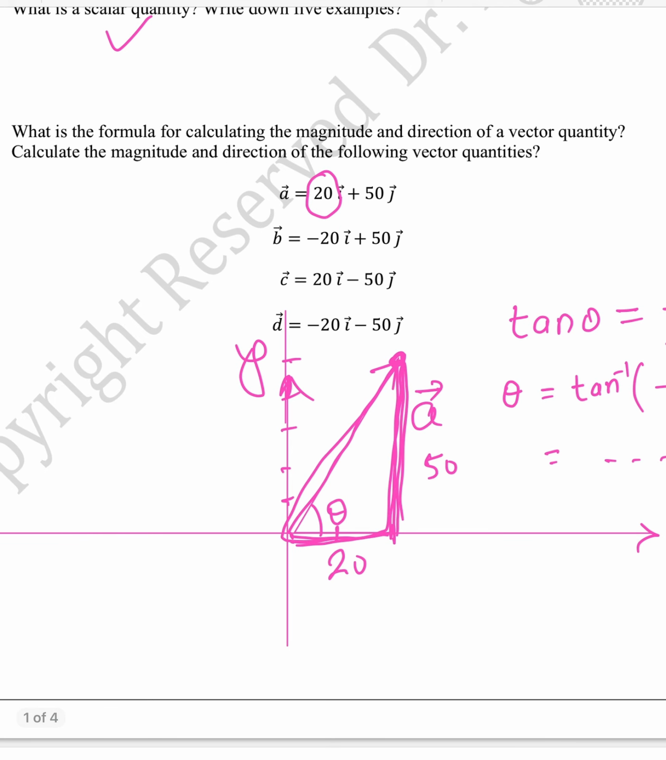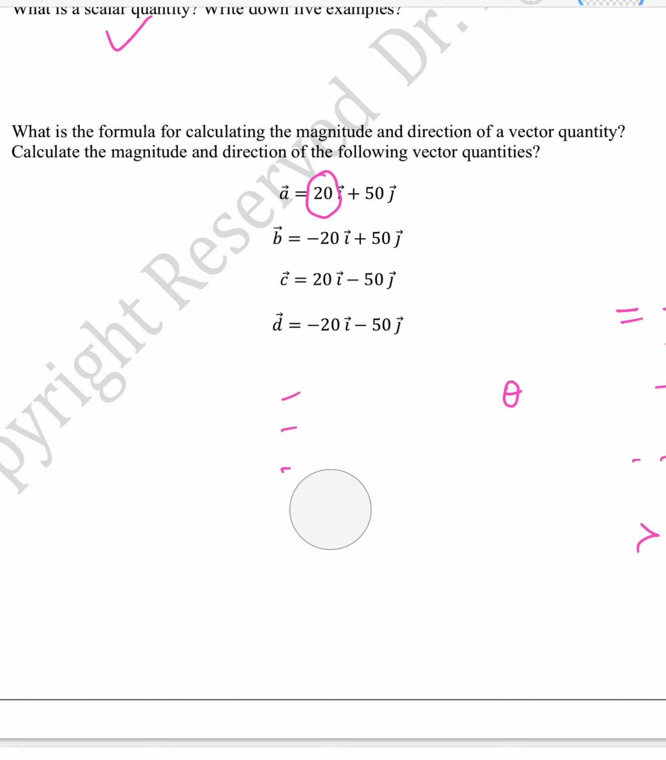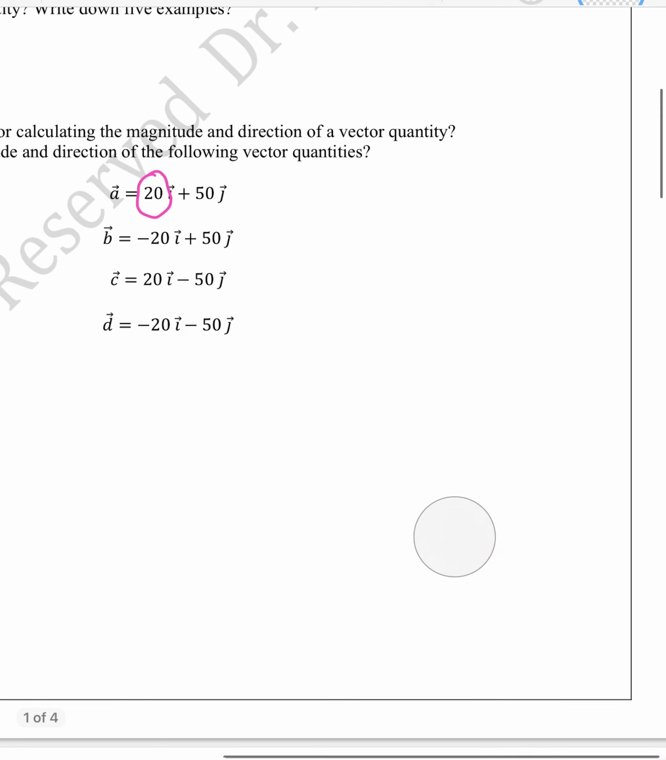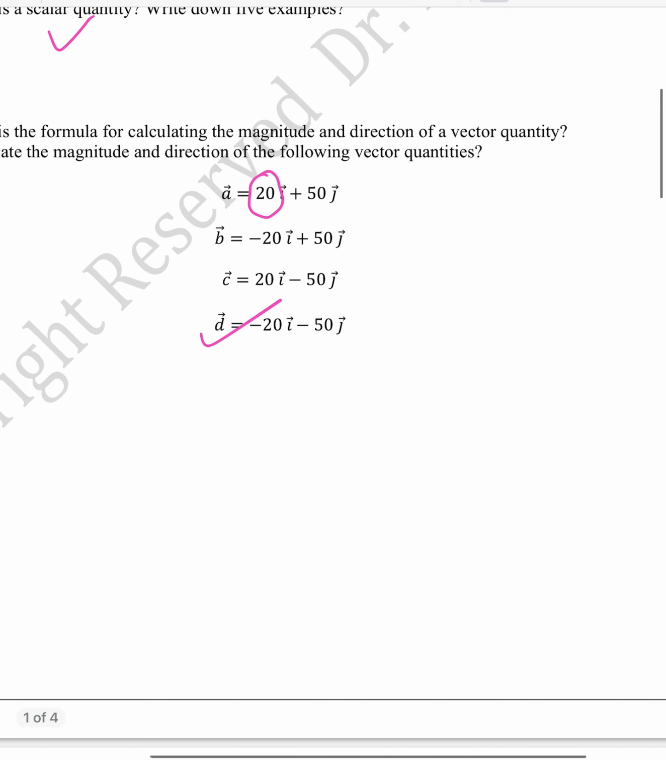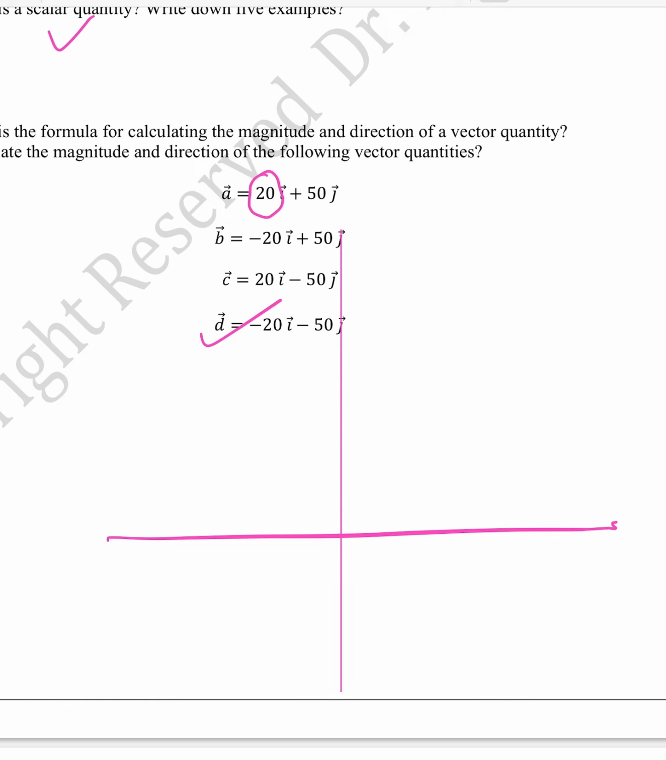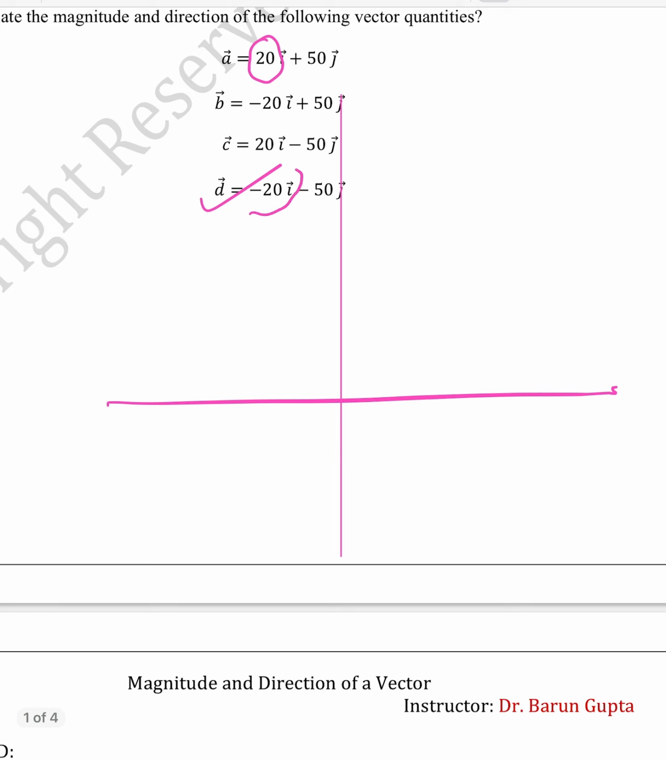Let me give you another example so that you feel more comfortable. Let's say I'm going to do number d. On this problem, you have 20 units along the negative x-axis. If I call this my 10, this is my 20, and then negative 50 along the y-axis: 10, 20, 30, 40, 50. So approximately this point. If I connect this one, then that will be the vector.